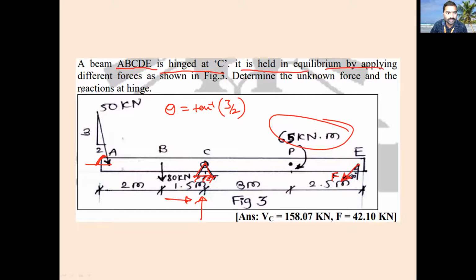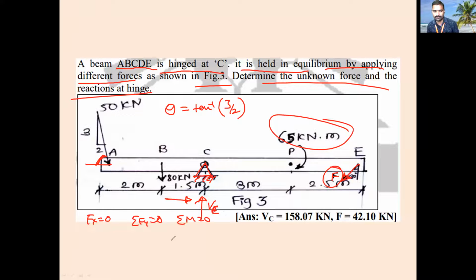In equilibrium by applying different types of forces. In the figure 3, determine the unknown force and reaction at hinge. Yes, he has given it is equilibrium. Equilibrium means what? Sigma Fx equal to 0, sigma Fy is equal to 0, and moment about a point is equal to 0. You have to find out this F value, VA value, VC value. These two forces you have to find out.